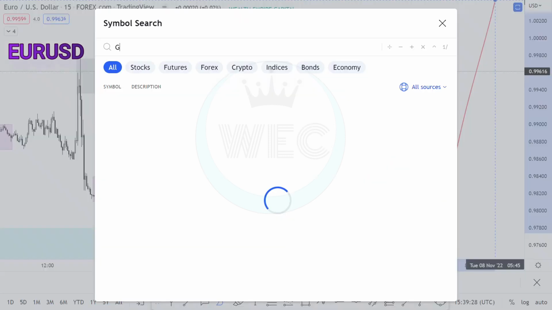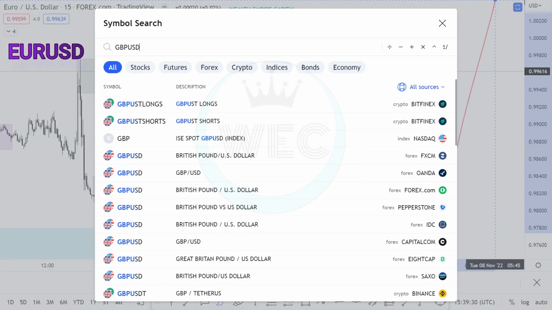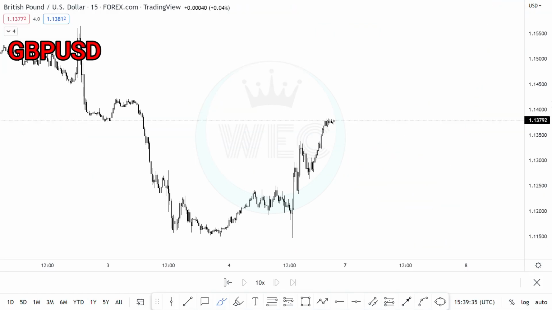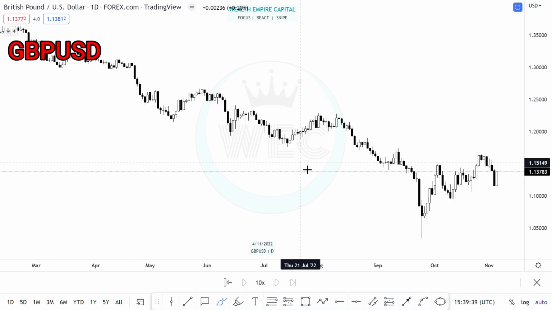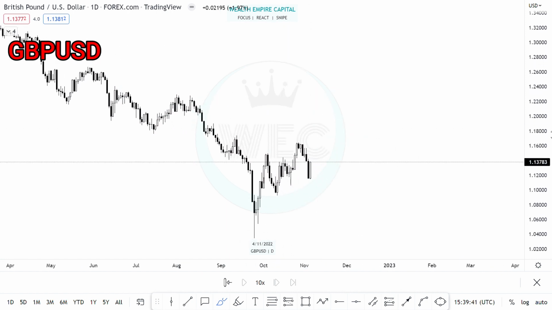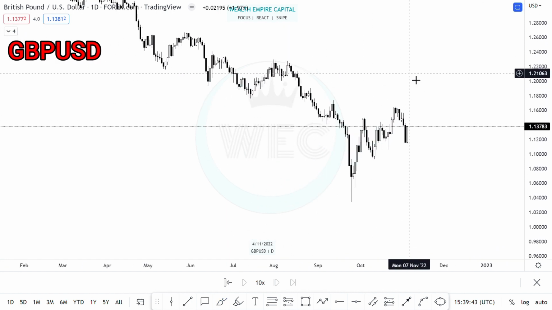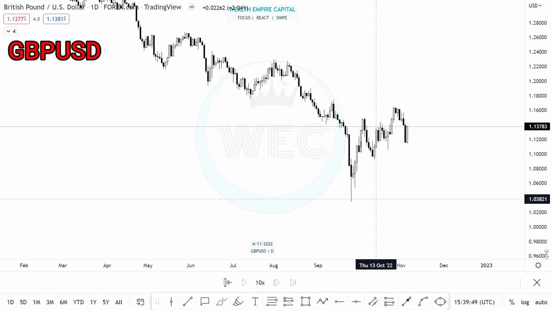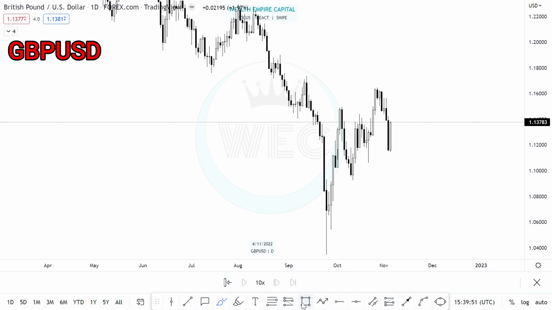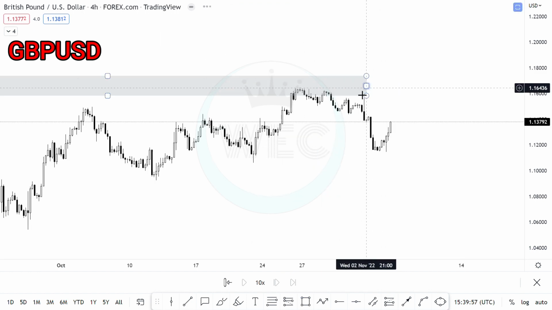Okay, so real quick, let's look at GBP USD. As usual, we're going to start from the higher time frame. On GBP USD, we are bearish on the daily time frame. This is what I see: this high which made this low. So we are bearish, and currently we can see that price is reacting from a supply zone of the daily. What is H4 saying?